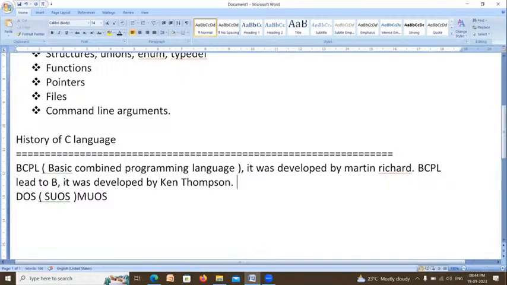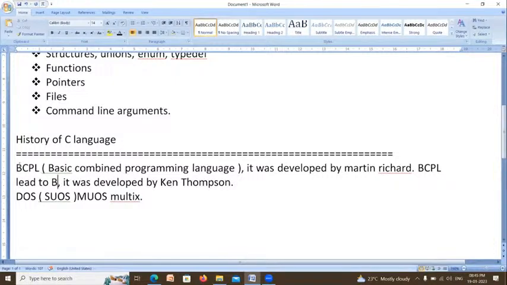What was the motto for developing the B language? Their aim was to build a multi-user operating system. Using B, they developed one multi-user operating system, and its name is Multics. Now you are using the Unix operating system and the Linux operating system. Multics was the first multi-user operating system.